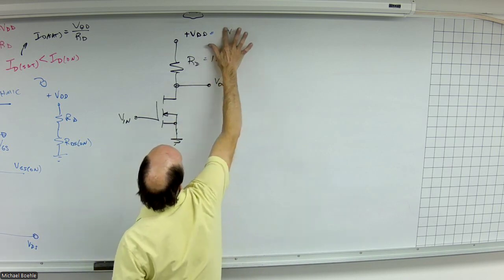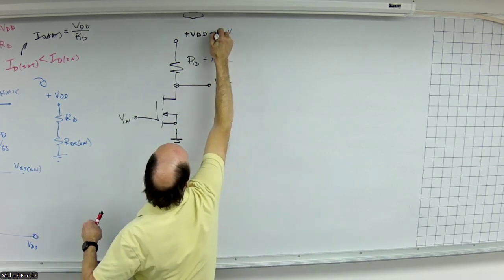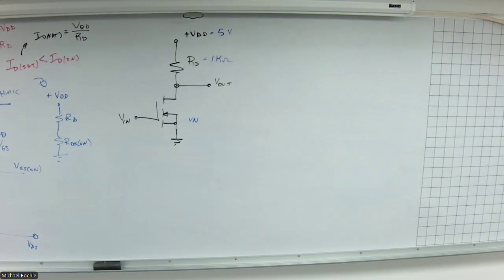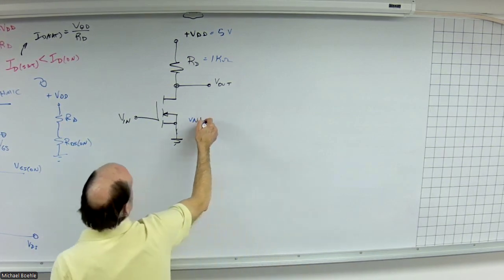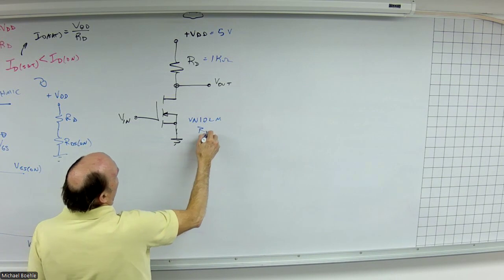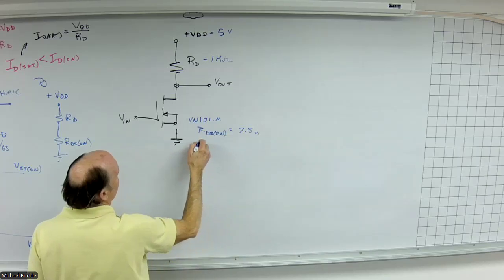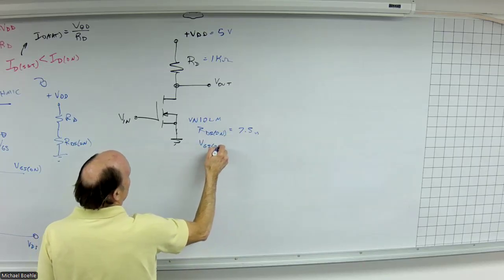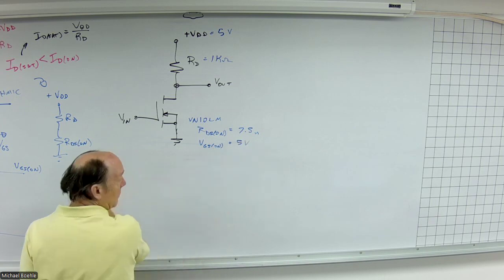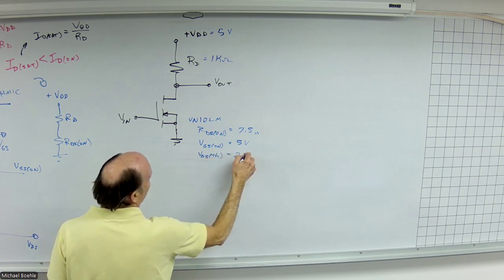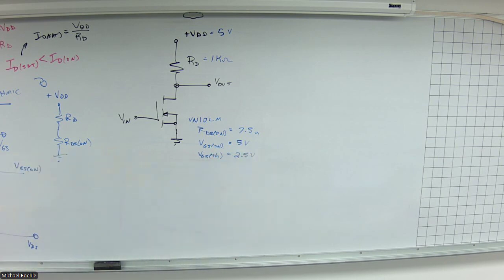So all I'm going to do, I'm just going to change this to 5. So VN10LM. RDS on, 7.5 ohms. Gate source on voltage, 5 volts. Gate source threshold voltage, about 2.5 volts. Those are characteristics right out of the table on page 481.